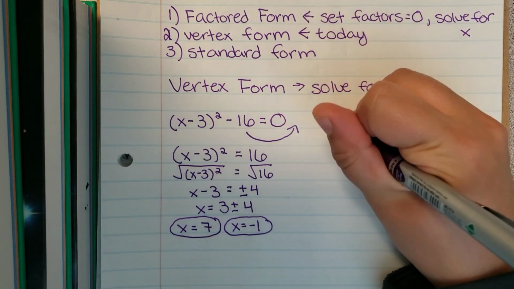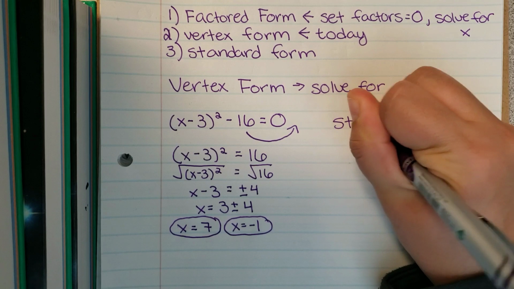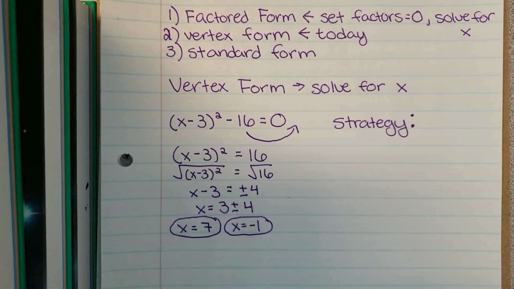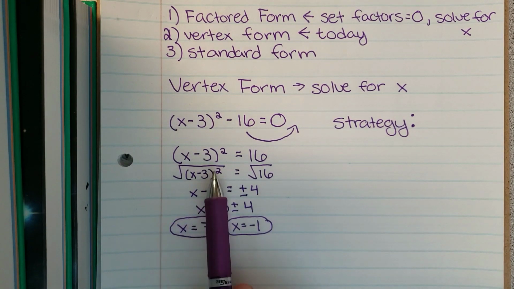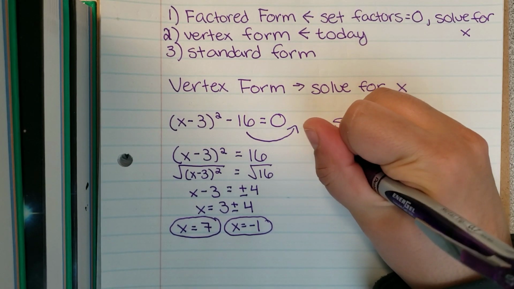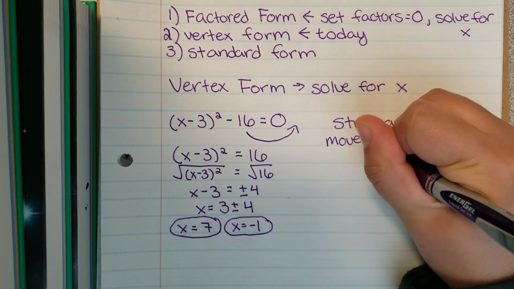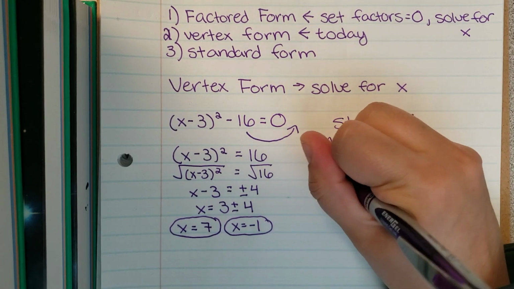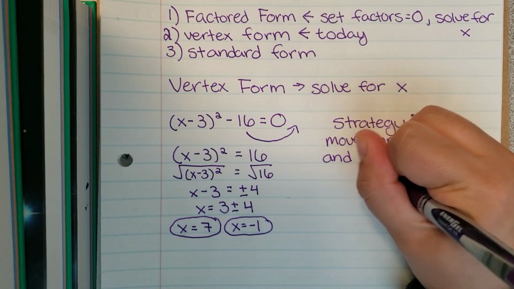So our strategy here was a little bit different than yesterday, because we're working in vertex form. So our strategy is to move the constant and take the square root of both sides. So strategy, move the constant and square root both sides.